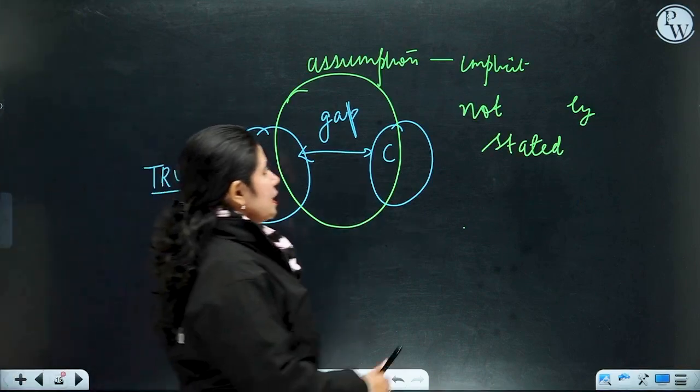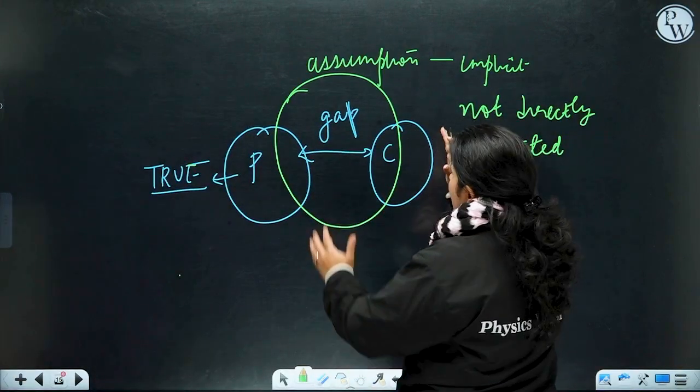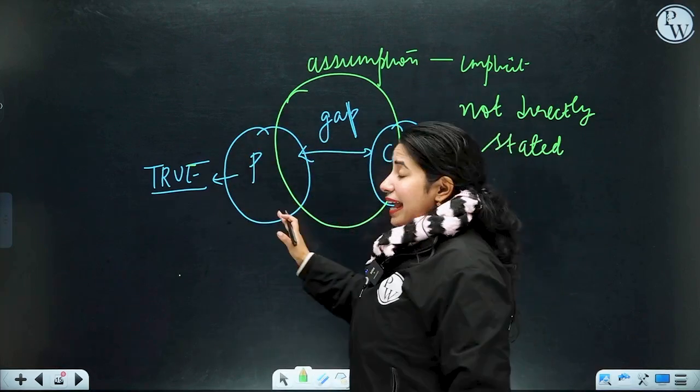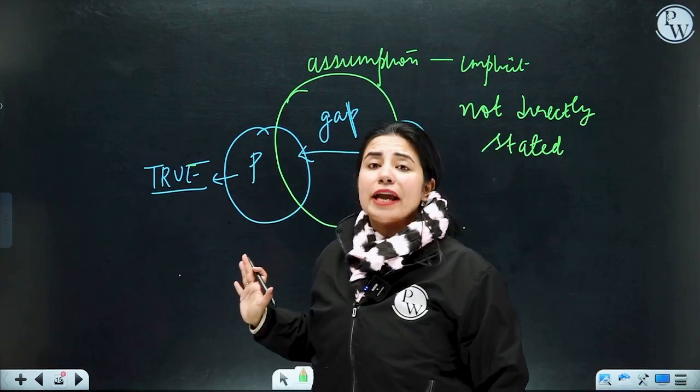So what is an assumption doing? What is the role of an assumption? Assumption is basically bridging the gap between premise and conclusion. Like I said, premise you cannot negate, conclusion you do not wish to negate, right?